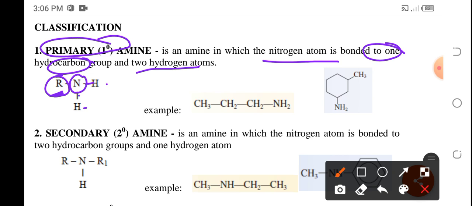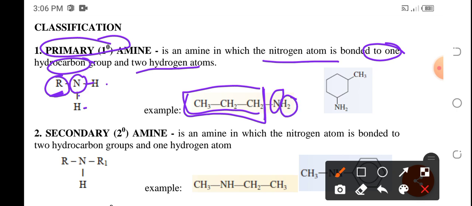Okay, so for example, this is the nitrogen. It is attached to only one series of carbon atoms, and the remaining bonds are allotted to hydrogen. So this is a primary amine. Also, this is a primary amine. This is the reference nitrogen. It is only bonded to one series of carbon atoms, and the rest of the bonds are for hydrogen.